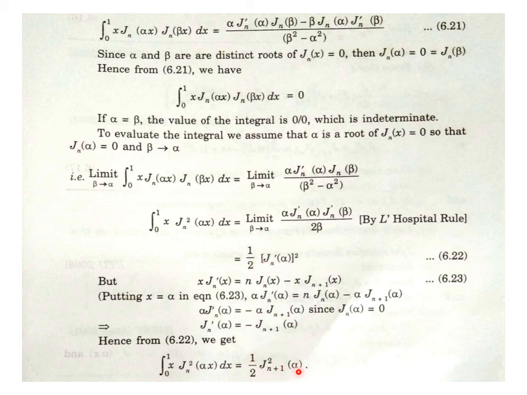And the left-hand side, for beta tending to alpha, is already the integral from 0 to 1 of x J_n(alpha x) into J_n(alpha x), meaning J_n squared of alpha x. So this is the second part of the orthogonal property. The derivation is completed.